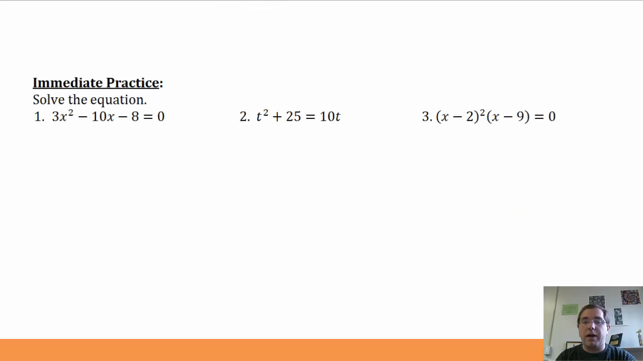Here are your immediate practice problems, modeled after the examples I did at the beginning. Solve the equation. Number 1, 3x squared minus 10x minus 8 equals 0. So just factor the left-hand side. Number 2, t squared plus 25 equals 10t. So move the 10t over to the left side first and then factor. Number 3, (x minus 2) squared times (x minus 9) equals 0. So it's already factored. And that is the end of sections 4.7 and 4.8.